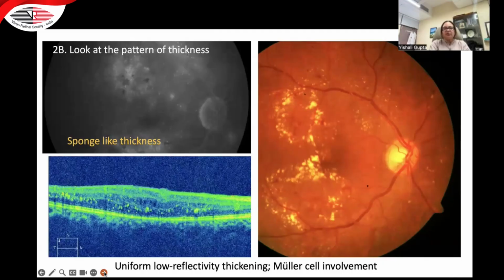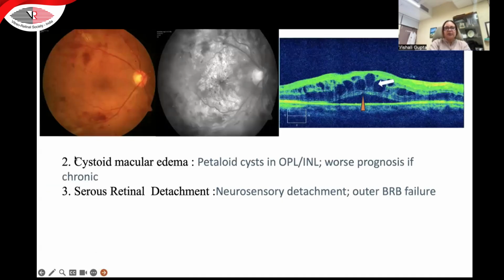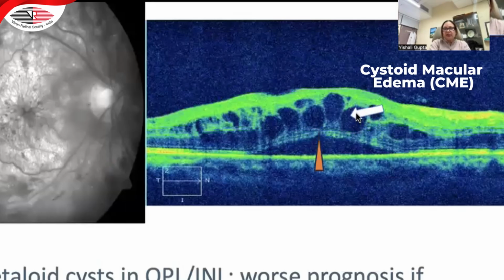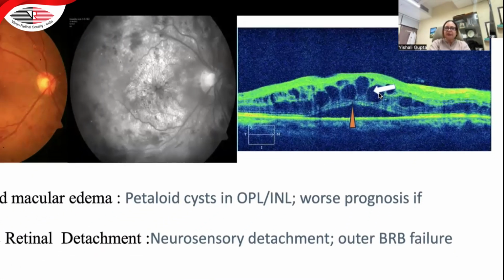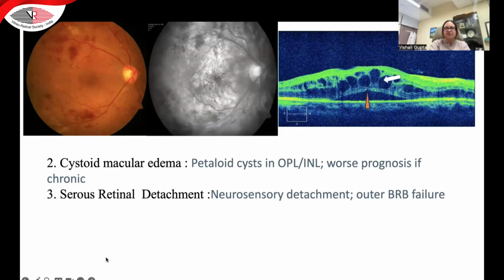The second is about different patterns of thickening that you can see on OCT. The commonest one is sponge-like thickening, like the sponge absorbs the water. Now, this is uniform low reflective thickening, and it indicates the involvement of Muller cells. There could be cystoid macular edema, as you see with the white arrow, or serous detachment, which is neurosensory detachment, and this detachment indicates outer blood retinal barrier failure. Cystoid macular edema generally indicates chronicity. If it is chronic, the prognosis may be worse.